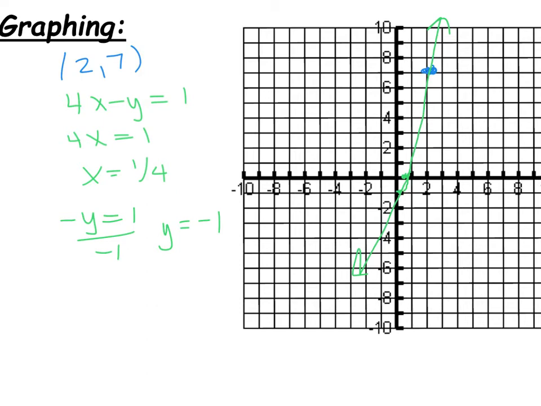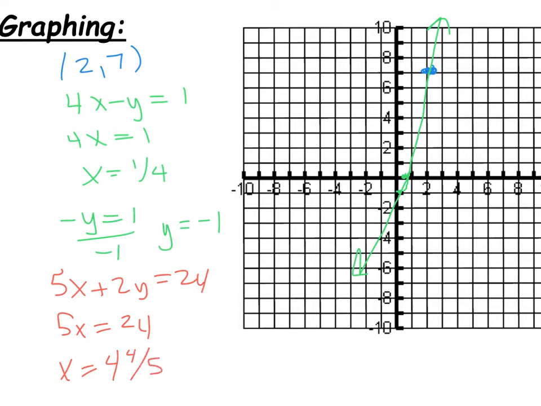Okay, so let's try our second equation. Let's do red, and our second equation is 5x plus 2y equals 24. If I find the x-intercept, that means I put 0 in for y, so the y term disappears. I get 5x equals 24, divide by 5, I get x is 4 4/5, so it's almost 5. So 4 4/5 would be right in there.